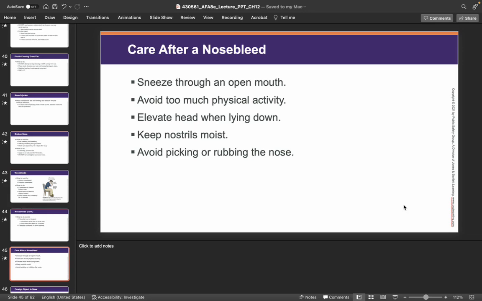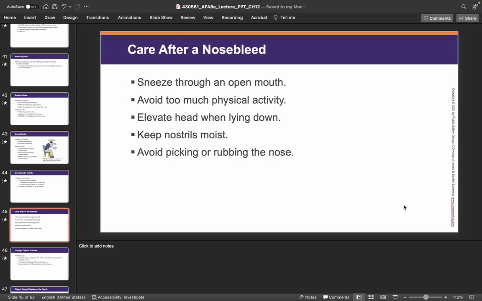Okay? Elevate your head when you're laying down. Just prevents you from swallowing the blood. If you swallow it or it goes down your throat, it's not stopping. Okay? Keep your nostrils moist. You can use Vaseline or like first aid cream, things like that, to grease your nose, especially if you know you're prone to nosebleeds when it's dry outside and those kinds of things. If you'll grease your nose, that will keep it from drying out, cracking, and bleeding. And then avoid picking or rubbing your nose, because don't pick your nose.